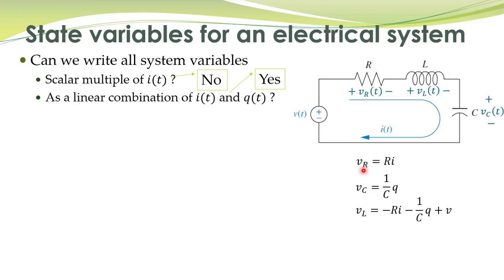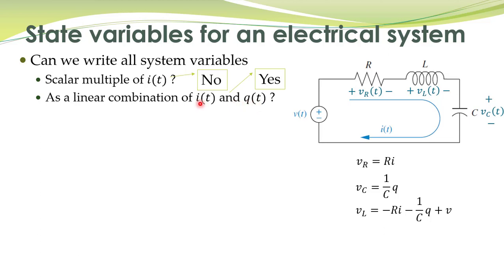So for example, voltage across resistor is simply R multiplied by I, a scalar multiple of this state variable. What is Vc? Vc is equal to 1 over C multiplied by Q of t, again a scalar multiple of this state variable. And what is VL? VL is again obtained by a linear combination of these variables I, Q and the input. So it means that these two, I and Q, are the minimum, smallest set of system variables which entirely describe all other system variables. Therefore these two are state variables.